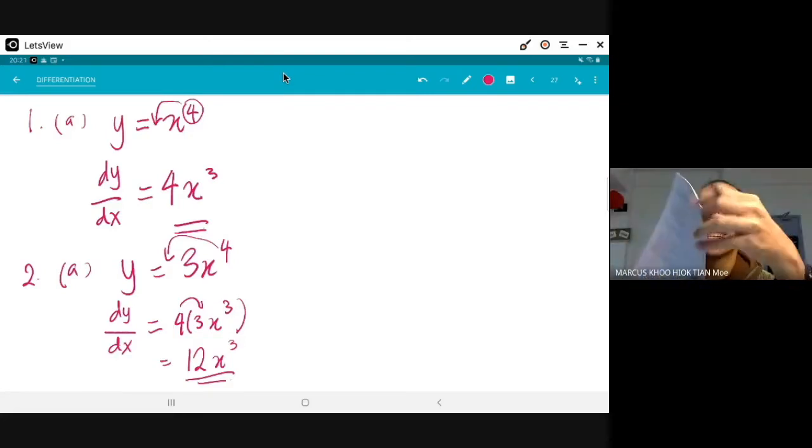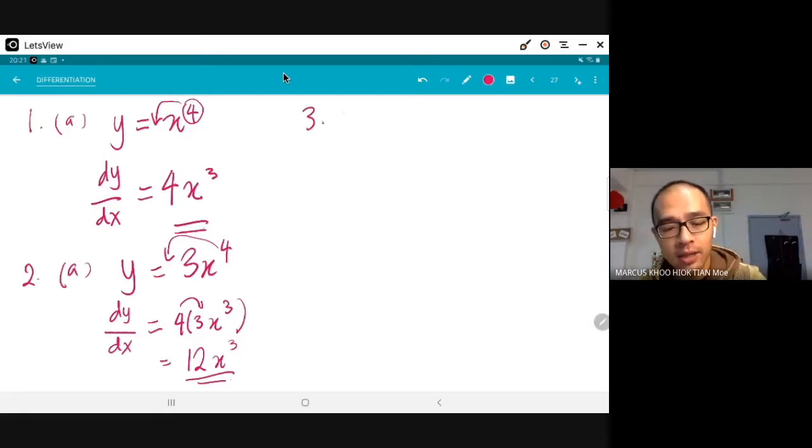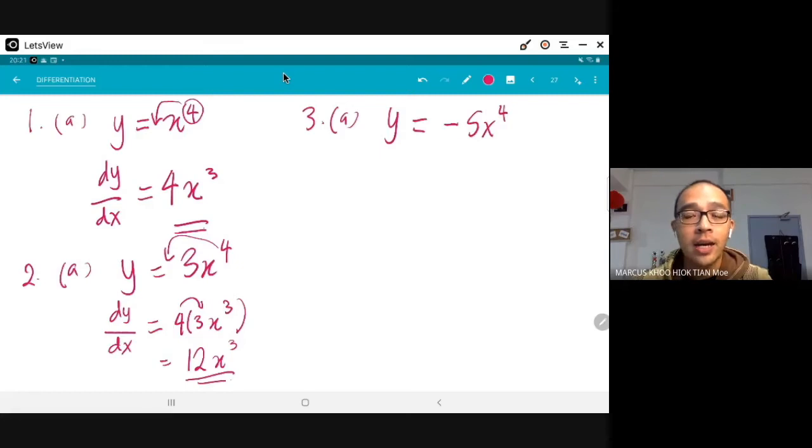Okay, number 3. I'm just going to answer all the A questions just to give you an idea of how to do it. So y equals to negative 5x to the power of 4. Totally nothing new here. Tidak payah kencang pun kerana ada nombor negatif. The first derivative alias the first time differentiation alias the gradient function is dy dx is 4 kamu bawa ke depan.